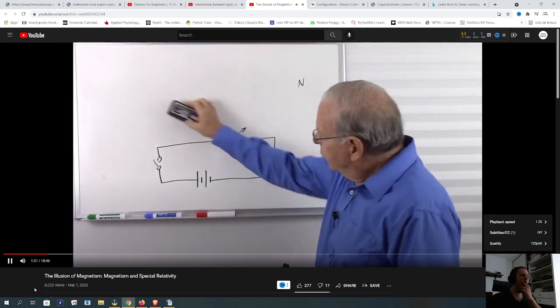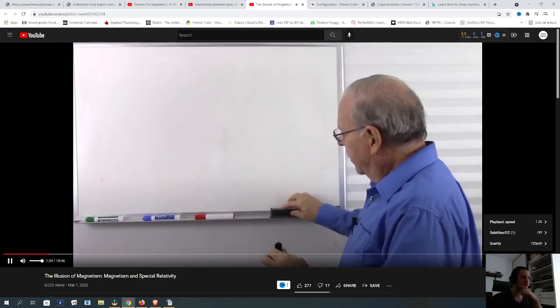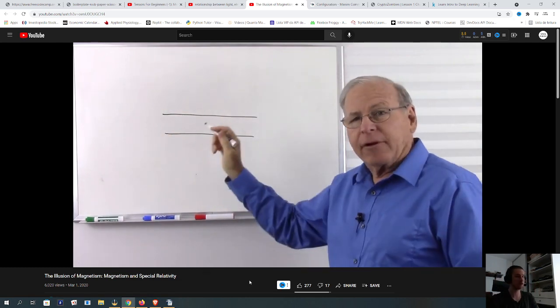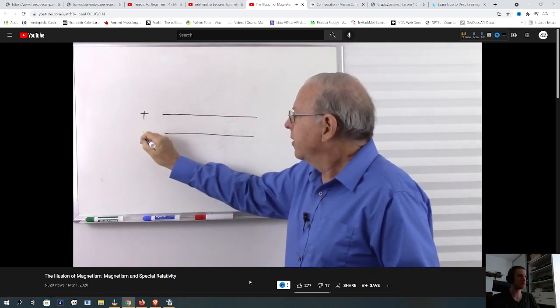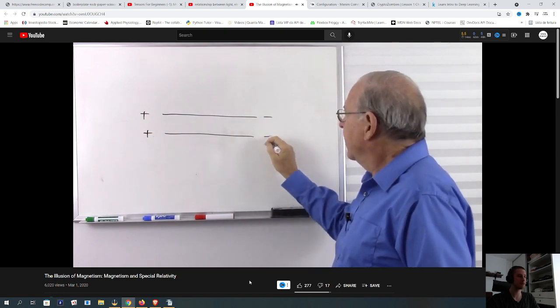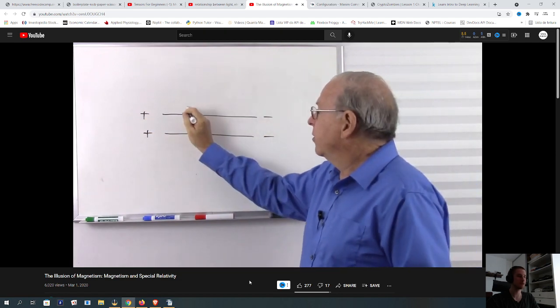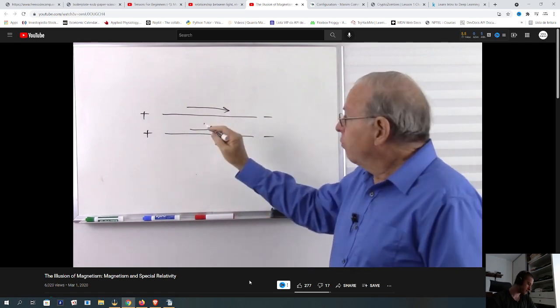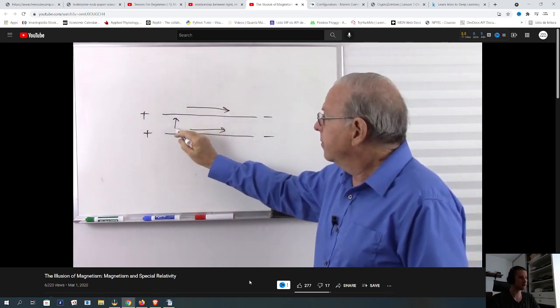Now if I take two wires, run them parallel to each other, and now let's hook up batteries to those, so I have the positive side here and the negative side here. So I now have an electrical current, let's say conventional current, running in this direction in the two wires. Those wires will attract each other.